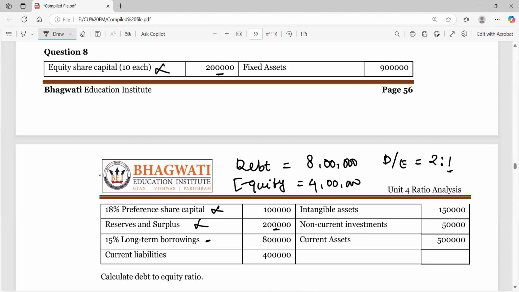For every 1 rupee of equity, there is a 2 rupee of debt in the company, which means the company is using more debt than equity. So it is a highly risky company because leverage is high. Clear? Any doubt?